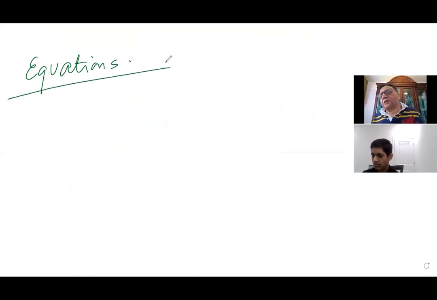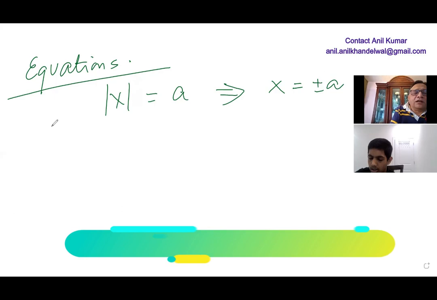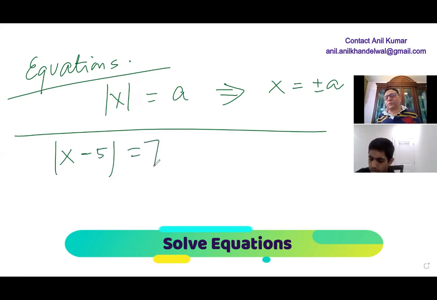So we have simple solutions to the equations where absolute value of x is equal to a. The solution is what? Tell me. A and negative a. Plus and minus a. Now let's look into the second kind of equation, which is absolute value of x minus 5 is equal to 7. How will you solve this equation and what are the solutions for this equation? Since it is positive, we expect two solutions, correct?